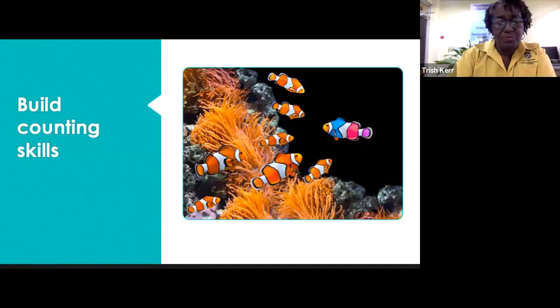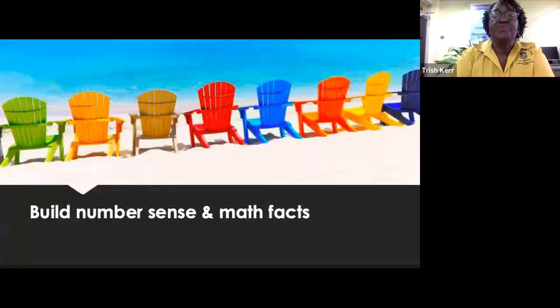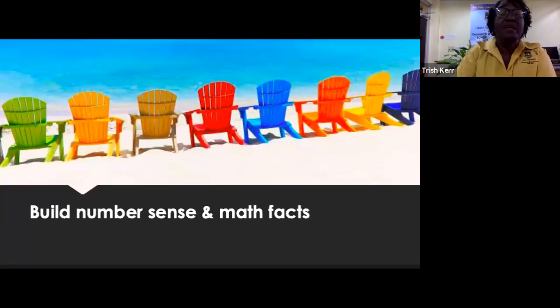Let's look at another picture. We say continue to build number sense and math facts. So these chairs at the beach, you may say to the student, how many blue chairs do you see? Now we're not working on shades. So they may tell you 2 chairs. If we pull out those 2 chairs, how many chairs will be left? So you're working on knowledge and understanding of math facts. They're doing subtraction, they're doing addition.